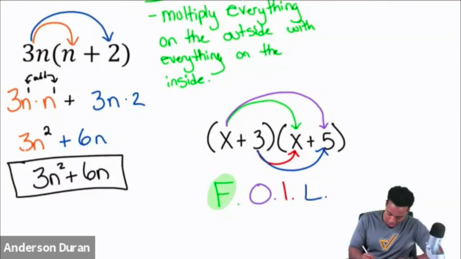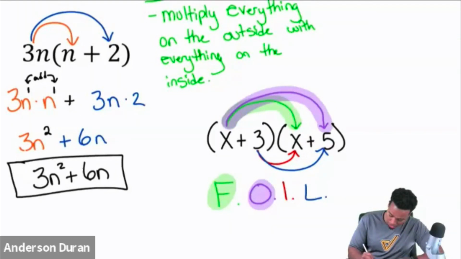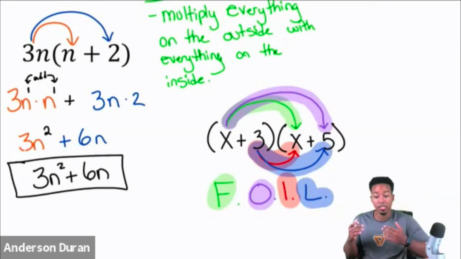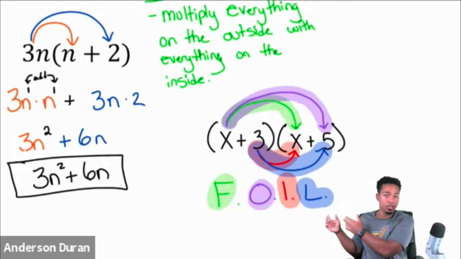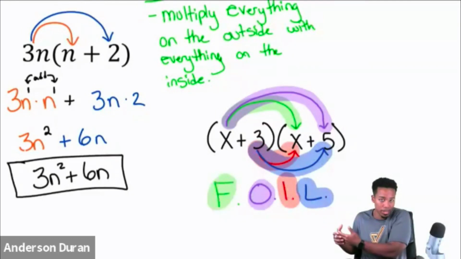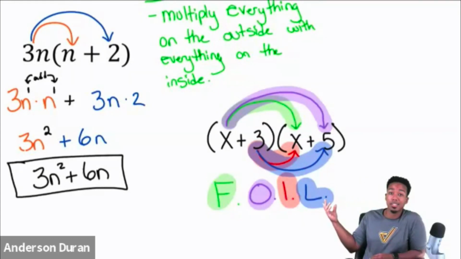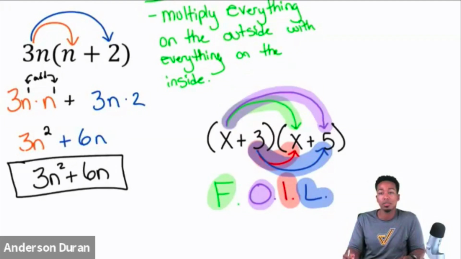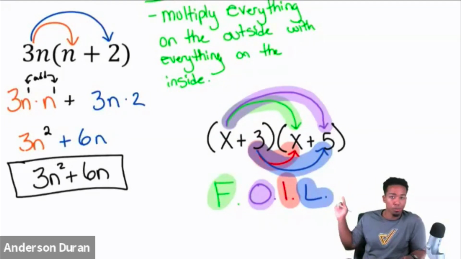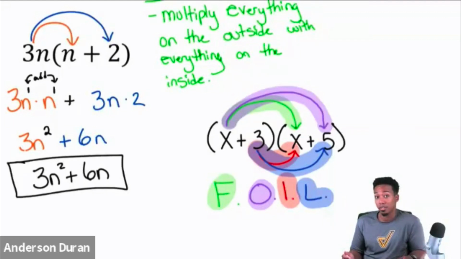F, O, I, L. This is literally everything you got taught, just in a simplified way. I wish they would have taught you again, just make sure everything from the outside multiplies with everything from the inside, because it won't matter how many terms you have. It won't matter if it's 2 and 2 or 3 and 3 or 5 and 5.